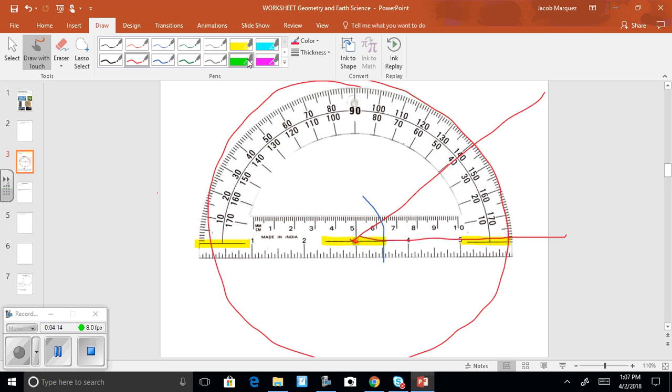Okay, so how do you read this protractor? Well, you have your degrees right here. We're going to focus on the ones at the bottom here. So this would be our 0. This bottom line here would be our starting point. And then you see a 10 degree here, 20 degree, 30 degree, 40, 50, etc.